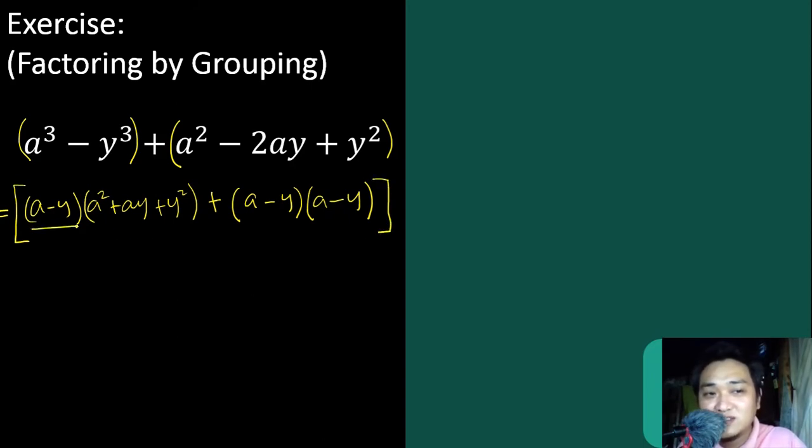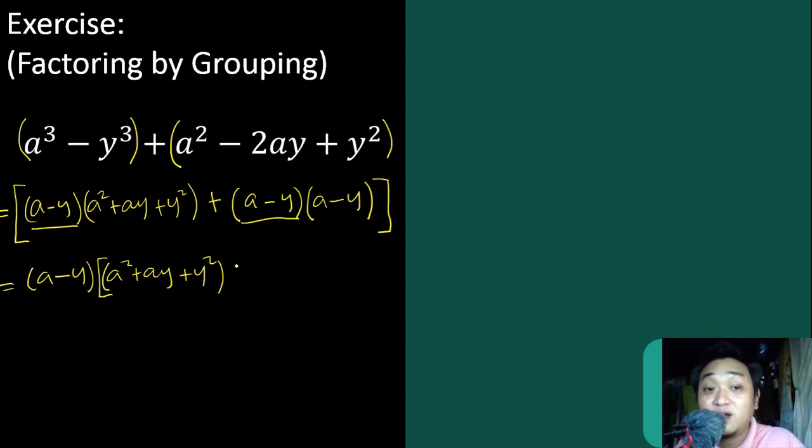Tapos, let us determine that common quantity. That common quantity is a minus y. Ilalabas natin yan sa pinakalabas. So, that would be a minus y times the quantity a squared plus ay plus y squared. Plus, kasi may naiwan pa sa loob, that is a minus y. The last thing that we are going to do is to remove the grouping symbols. So that would be a minus y. Tatanggalin natin yung grouping symbol sa loob.